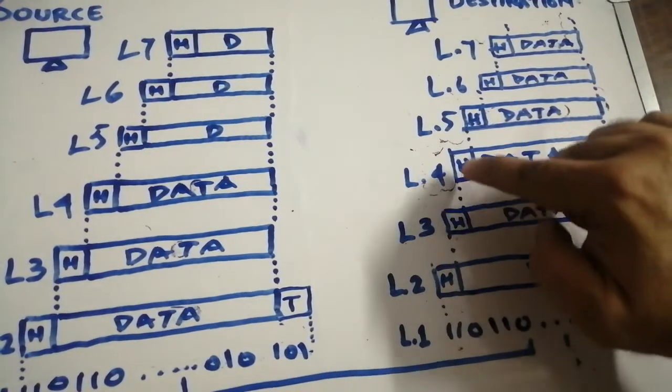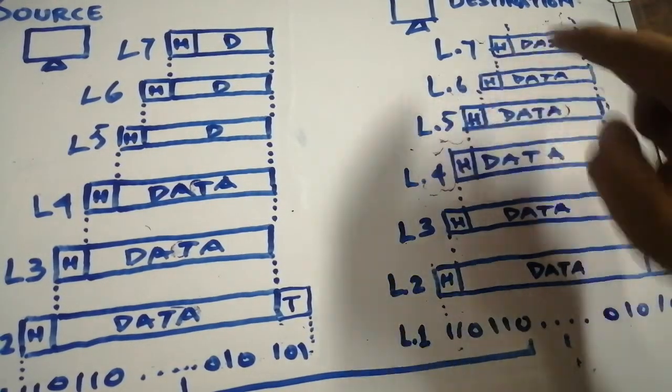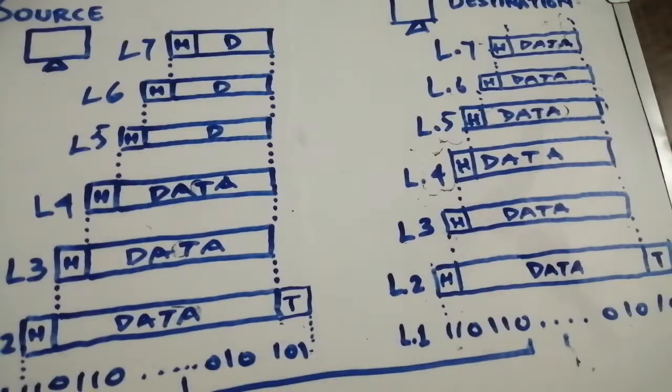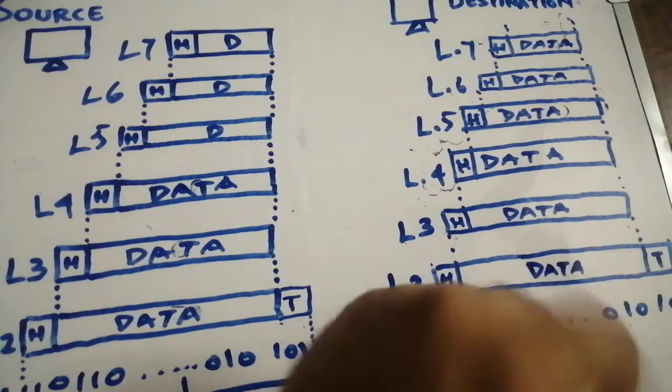This information is necessary for proper representation of the data at the destination. So this was layer-wise elaboration of how our data moves from the source towards the destination.